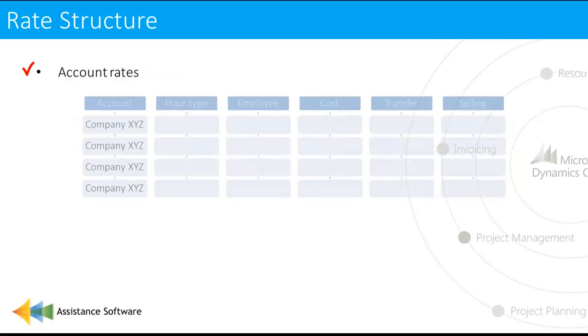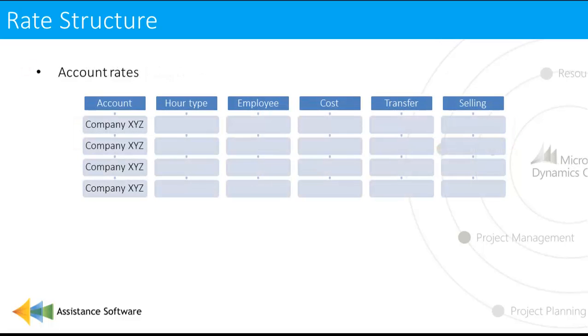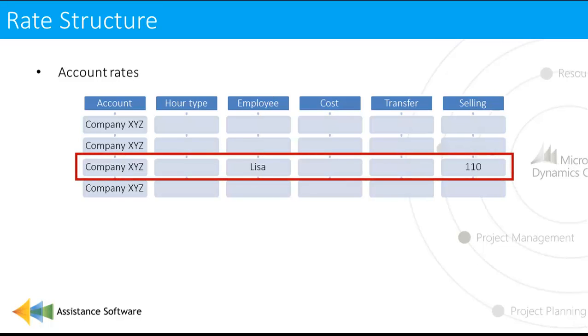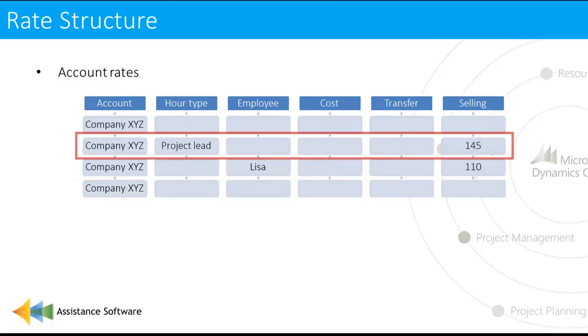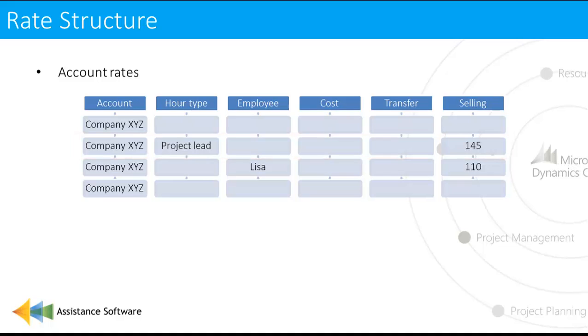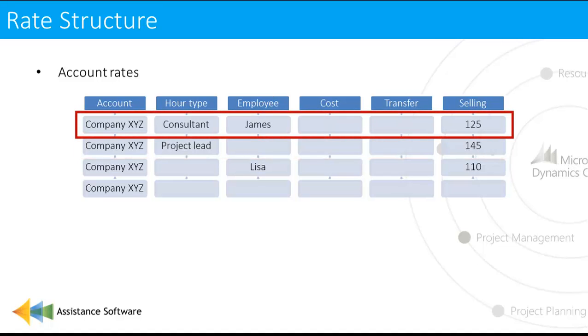Account rates will give you the same flexibility as with your standard rates. You can decide on an account rate for a specific employee, no matter his or her hour type. You can also define an account rate for specific hour types. In this case, whoever books time as a project lead, for any project of company XYZ, will have the following selling rate. And you can create an account rate for an employee with a specific hour type. So when James books time as a consultant for any project of company XYZ, he will have this selling rate.